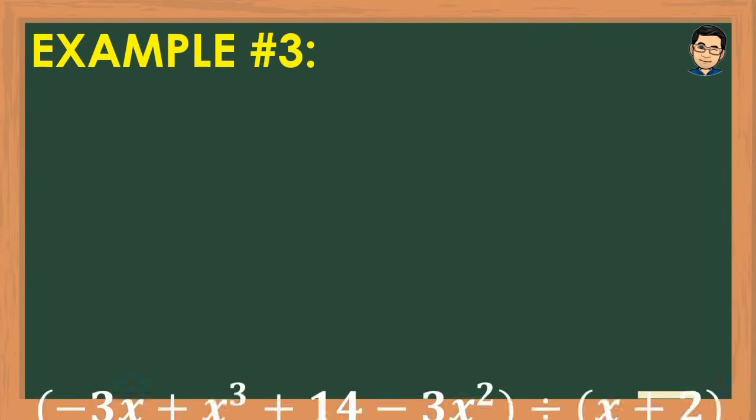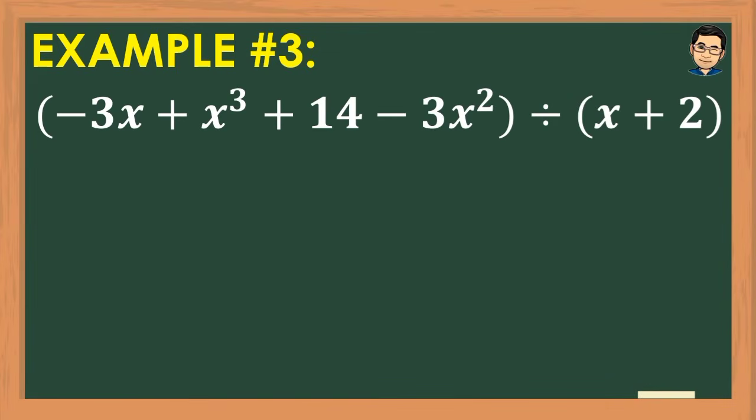Next, example number 3. Negative 3x plus x cubed plus 14 minus 3x squared divided by x plus 2. So what have you noticed? Yung ating dividend po, hindi po siya nakasulat in standard form. So we need to rewrite the given dividend or the given polynomial in standard form.